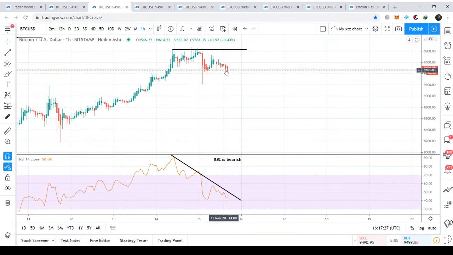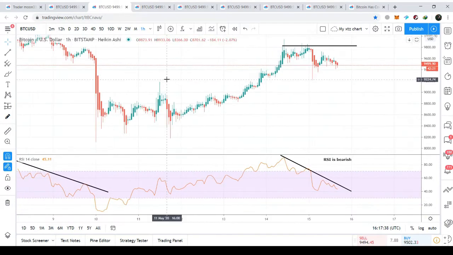And now the price action is moving almost sideways, but the RSI is still moving downwards. Therefore, we can expect another drop like we have witnessed here. Let me show you from the past as well.